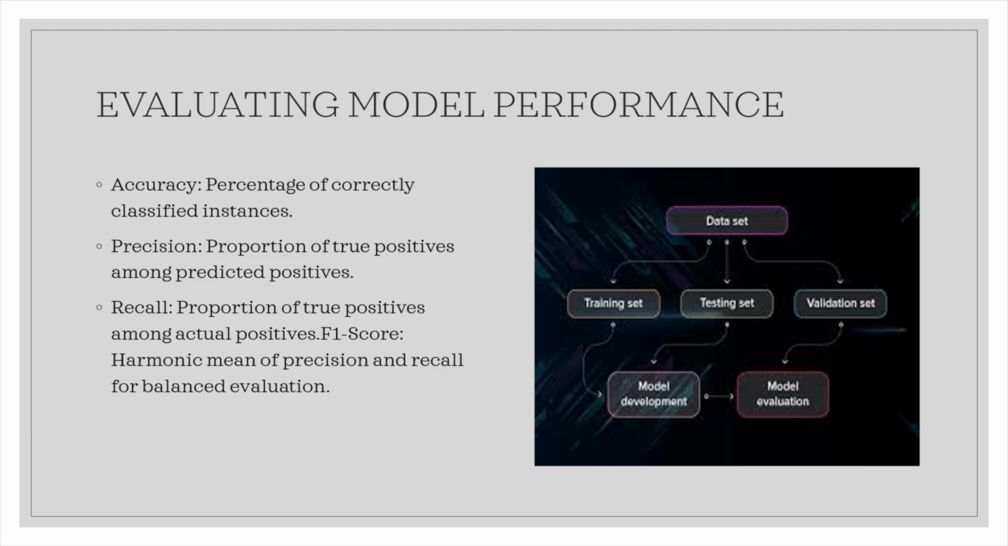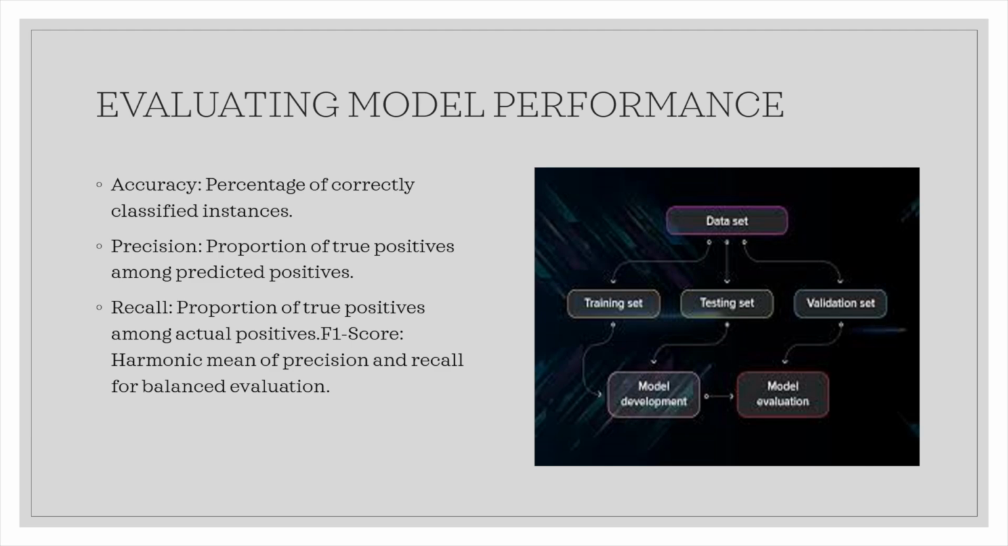So when it comes to precision, it is the proportion of the true positive instances among all the instances predicted as positive. So the formula would be true positives divided by true positives plus false positives. And the use case is when it is critical, when the cost of the false positives is really high.